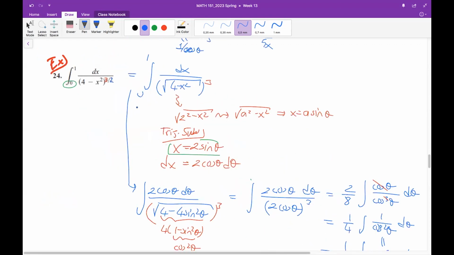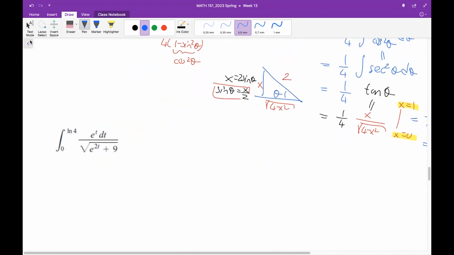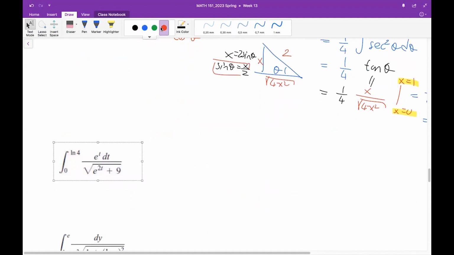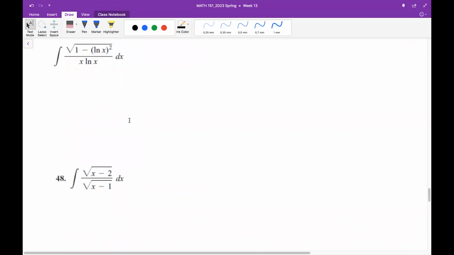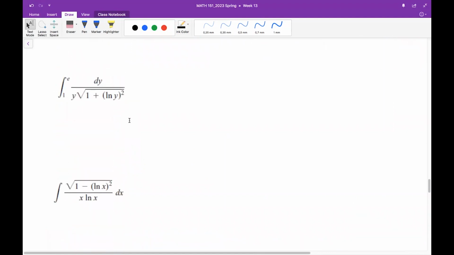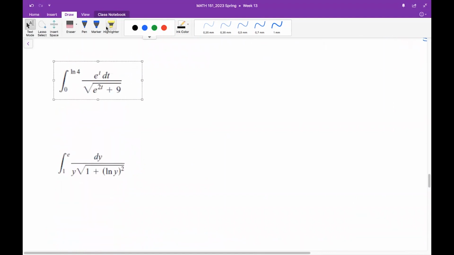If not, I want to move on. So let's look at this example. The last 4 examples are kind of exam type of examples because they include more than one technique. What do I mean by that? For example, this first question here, you should first apply a substitution and then a trigonometric substitution.